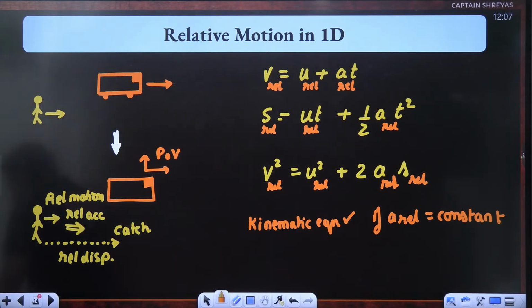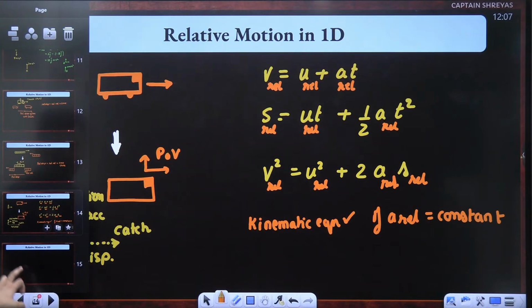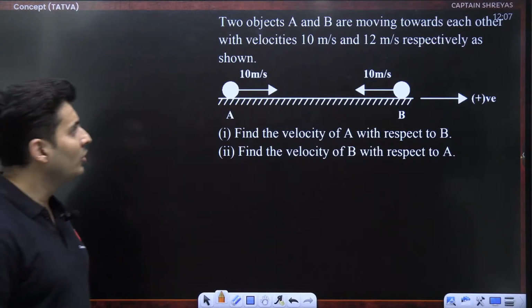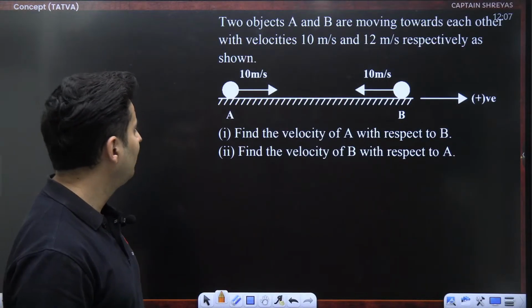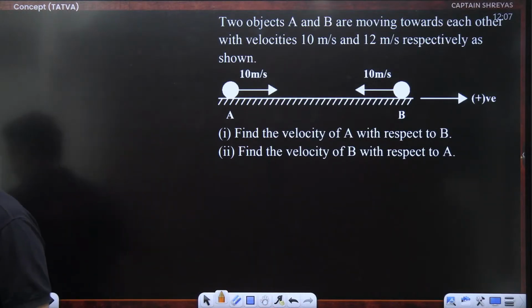Cool. Now, shall we do some questions on this? Now that you understood what this concept is all about, let's do some questions. Here is the question coming up on your screen. Two objects are moving towards each other with velocity 10 and 12, as shown. Find the velocity of A with respect to B and B with respect to A.